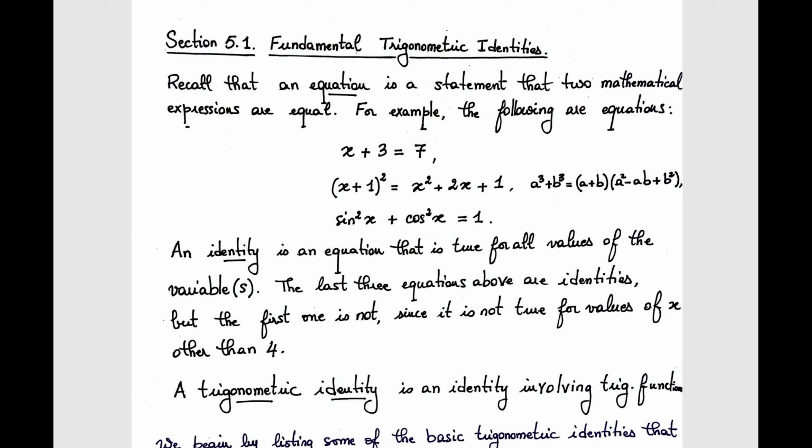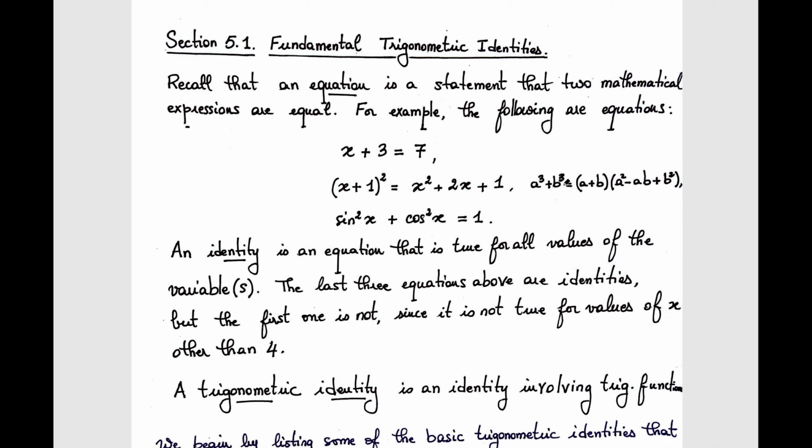Section 5.1 Fundamental Trigonometric Identities. Let's recall what an equation is. An equation is a statement that equates two mathematical expressions. For instance, x plus 3 equals 7 is an equation. (x plus 1) squared equals x squared plus 2x plus 1 is another equation.